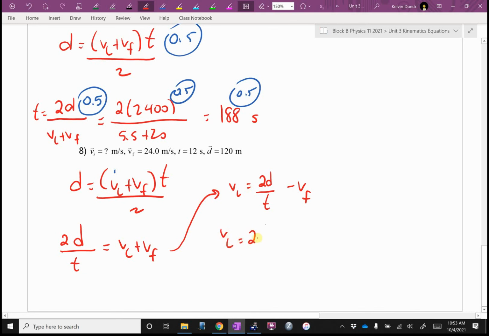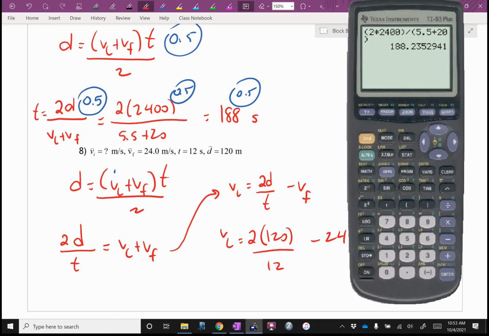It's going to look like this. 2 times 120 divided by 12 minus 24. I think I can do this in my head. Yeah, it's going to be 20 minus 24. Is the answer negative 4? Or am I wrong? Am I wrong? I think I'm right. Is it not negative 4? Better type it in, Mr. Dewick. Yeah, negative 4.